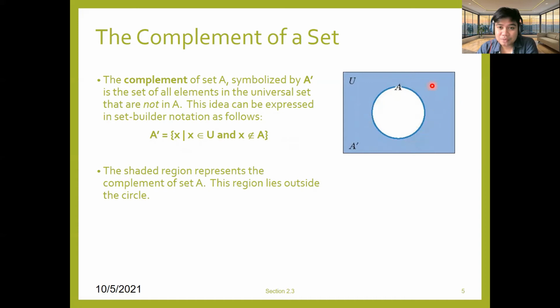So, kung i-drawing natin yun sa Venn diagram o ilalagay natin sa Venn diagram, itong kulay blue is the A prime. And itong A is the set A. So, ang ibig sabihin lang ng complement is lahat ng elements ng universal set except yung mga elements sa set A. So, the shaded region represent the complement of set A. This region lies outside the circle. So, yan. So, A prime is itong naka-blue and itong white dito is the set A.